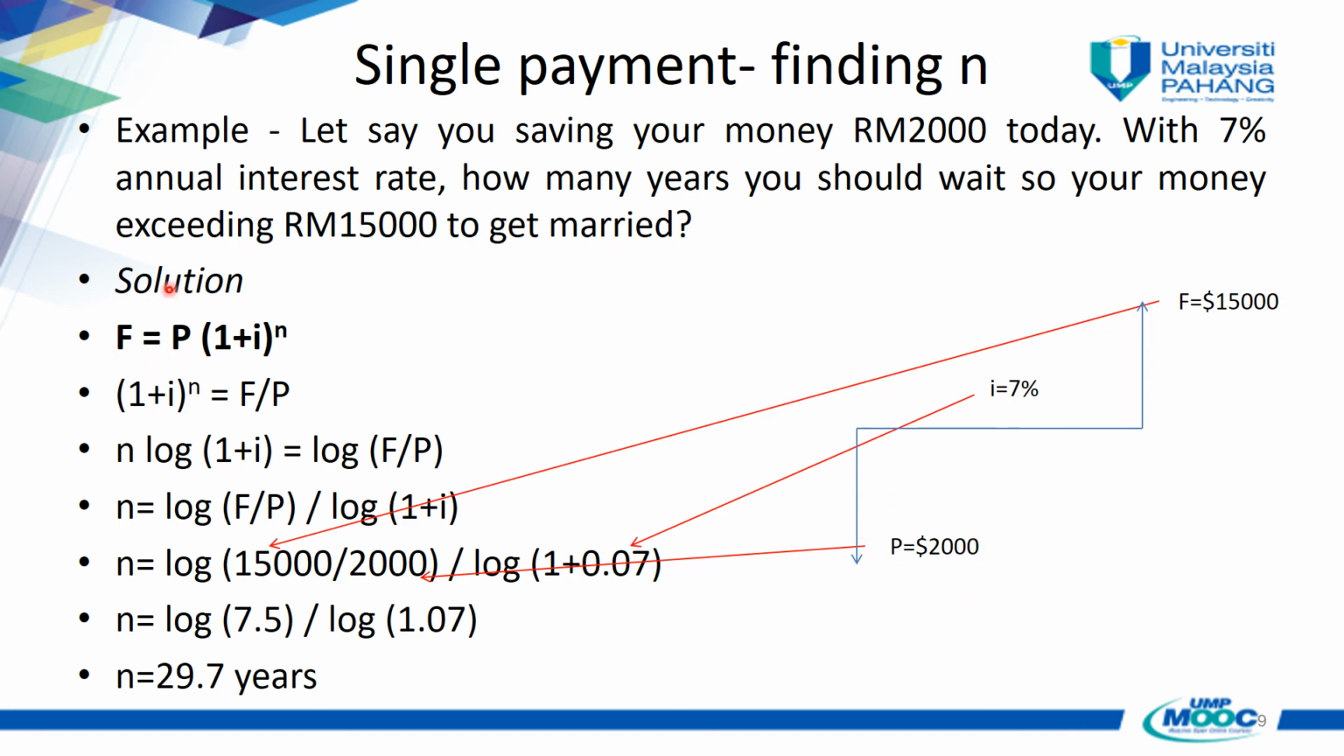So if we calculate, n is equivalent to log F over P divided by log 1 plus I, 15,000 divided by 2,000, over log 1 plus 7%, we will see that we need to wait 29 years. Okay, 29 years based on our single payment, 2,000, to accumulate to become 15,000. Do you have that time to wait?